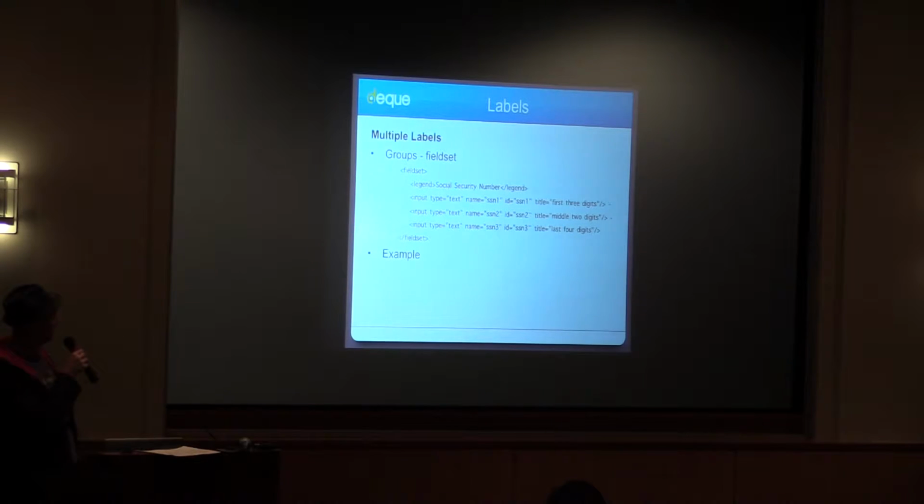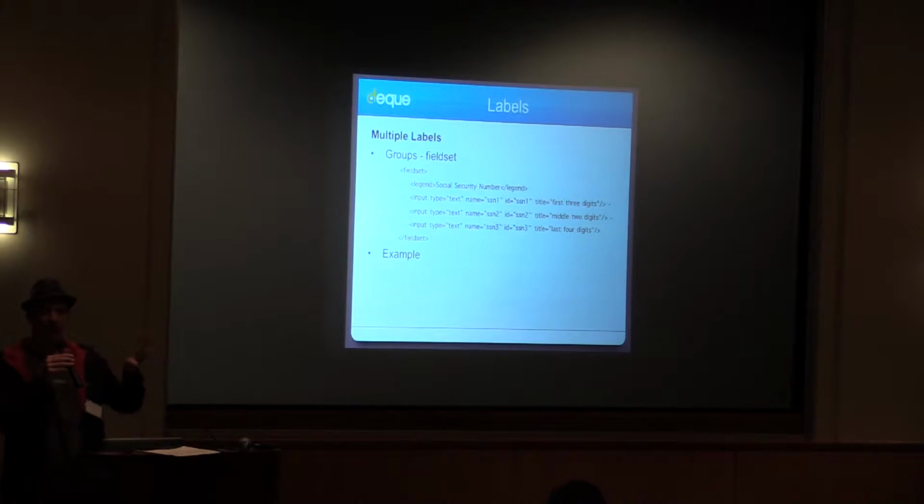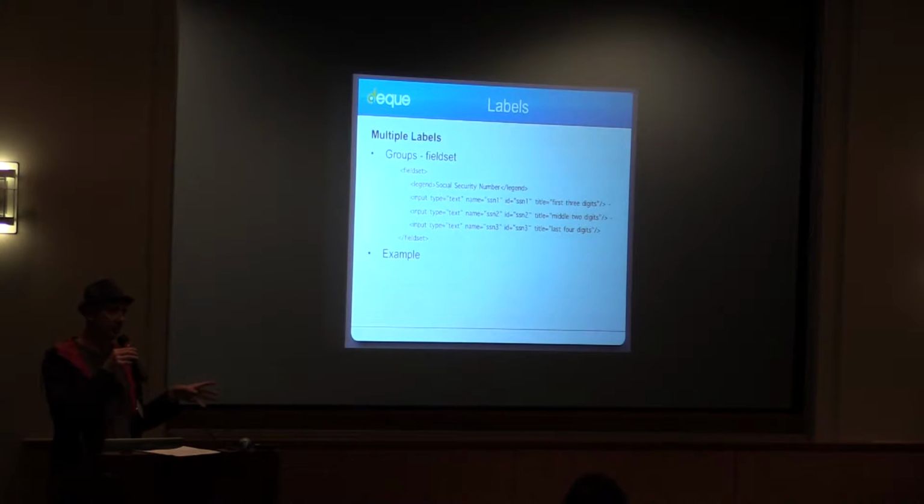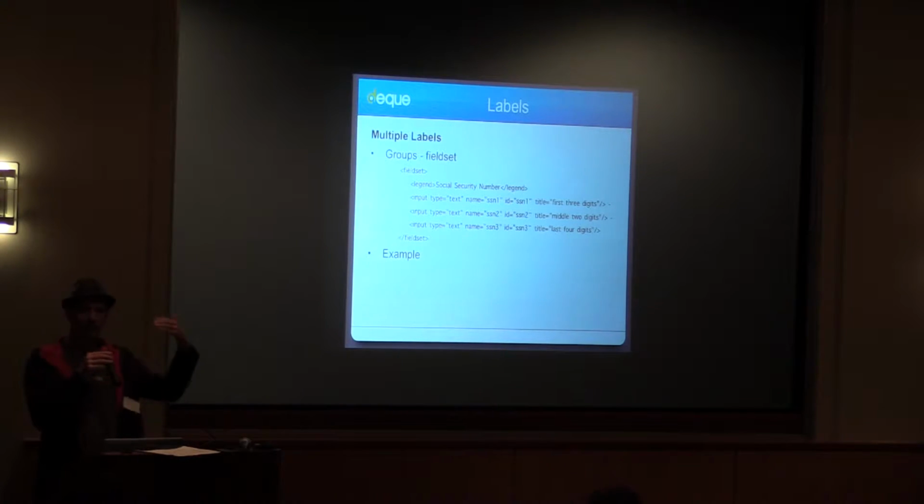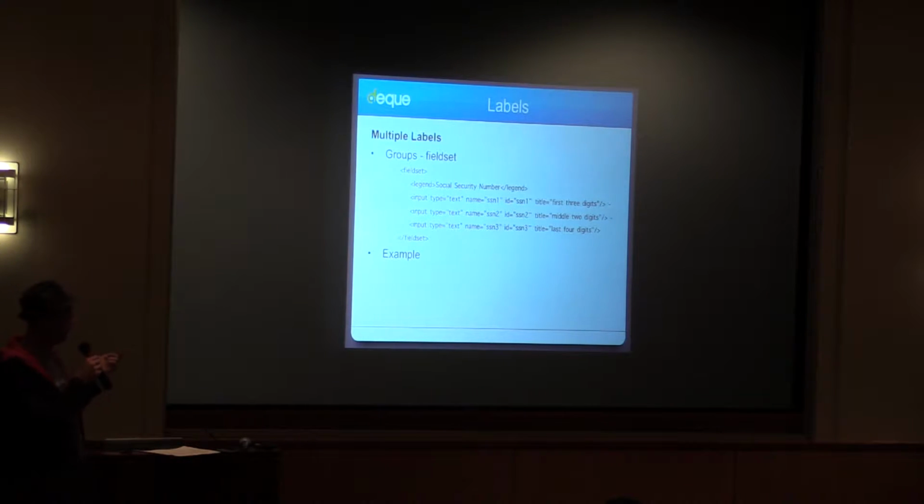Okay. Then the next scenario is multiple labels. There are two cases here. The one is where you've got a group of elements that all belong together. An example might be your address, or a social security number, where the social security number is broken up into 3 fields, and you need the label for social security number for all of those fields. The preferred way of doing it, in that first case, is with a field set and a legend.